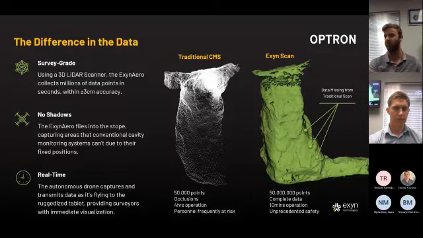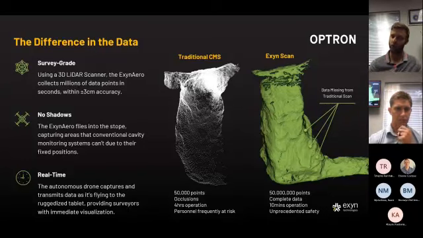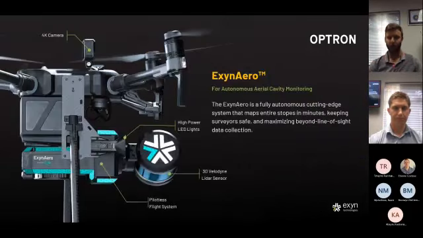So the great difference here is actually the volume. We see that on a typical stope scan, when you compare the CMS to the ExynAero, you're looking at about 30% of volume that is missing from the traditional scan, 30% being a very large discrepancy. So of course, this is survey-grade data, no shadowing, and it's all real time. So you're getting that data transferred to you as the robot is flying. You're getting a full look at your environment, and it's really the top-of-the-line product nowadays in terms of survey and stope scans.